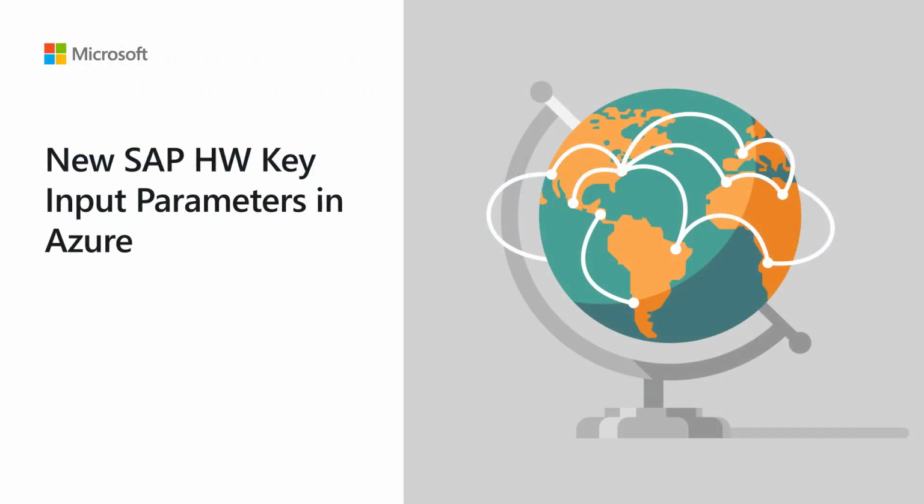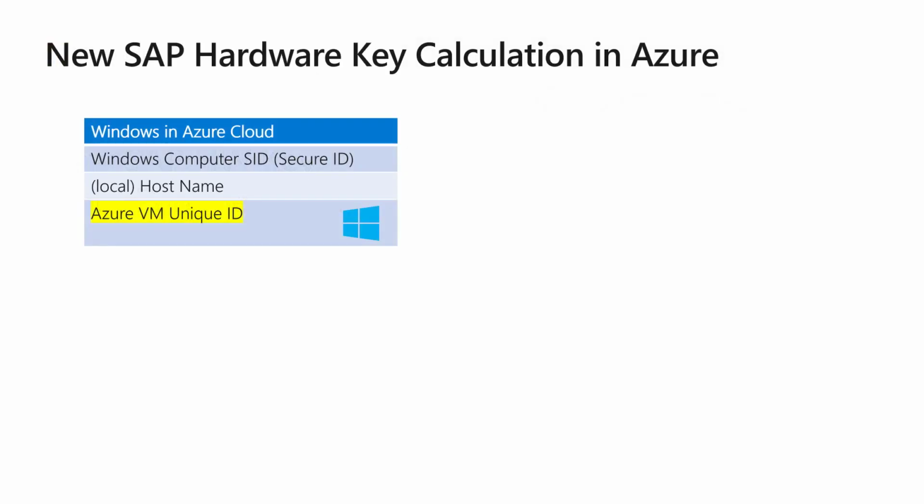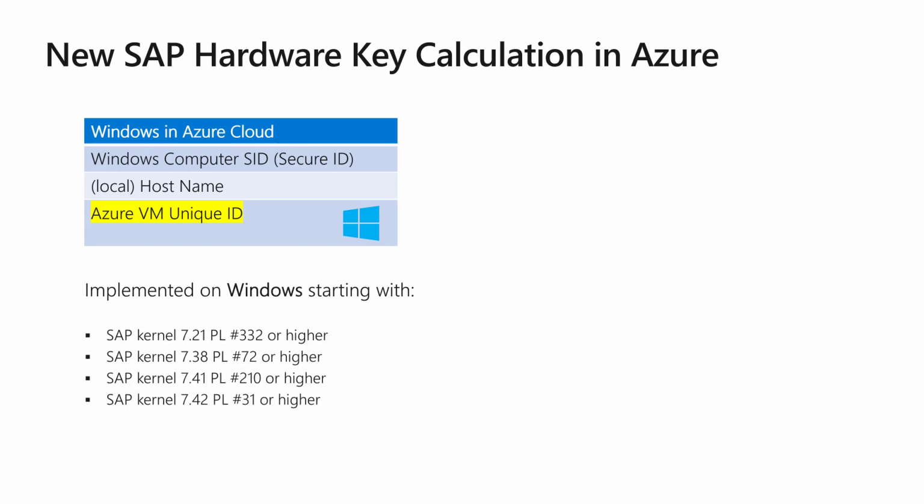Now, the way the input parameters are specified in Azure is a bit different. So there is some news. On Windows, in addition to the Windows Computer SID and the local host name, we will have something called the Azure VM Unique ID. And this change is implemented on Windows starting with those kernels here.